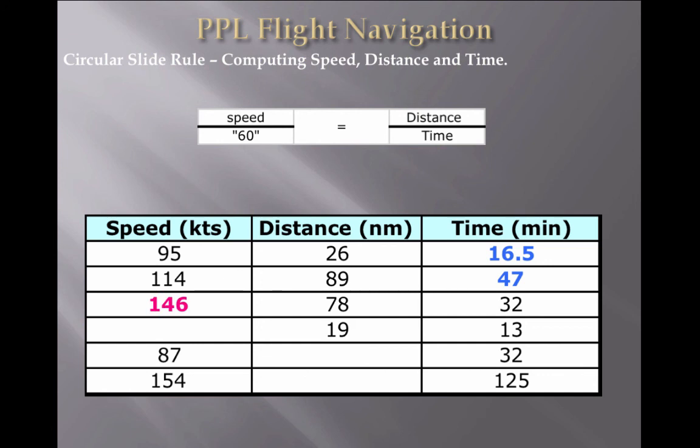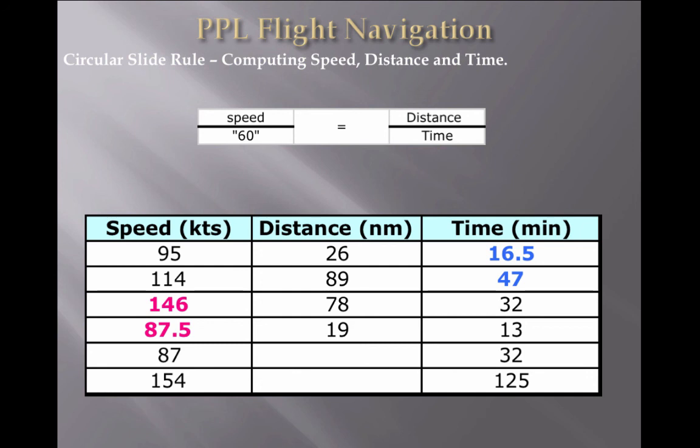Okay, so we've got another one. So distance on the outside, time on the inside. We'll take time, move that round to our distance of 19. I'm just getting a smidge under 88. So if you got between 87 and 88, you're all good.